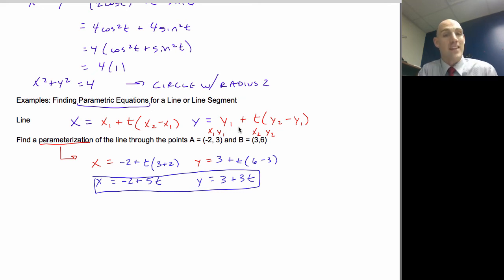Okay? So that's the first part of this. Tomorrow we're going to talk about more of the applications here and do a couple of sample exercises with it. But that's the basic gist of parametrics, guys.